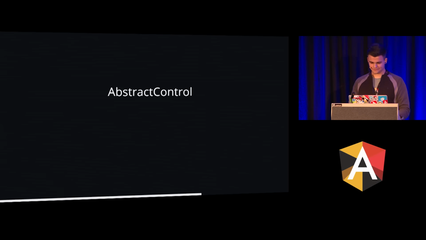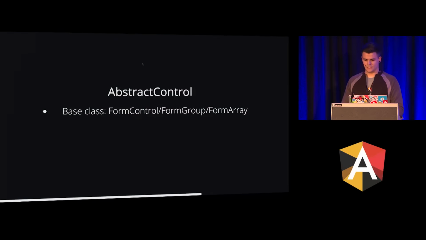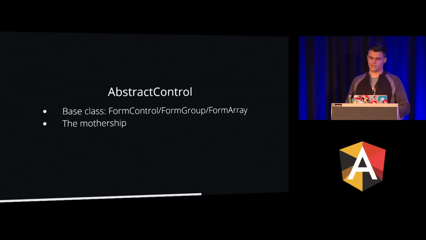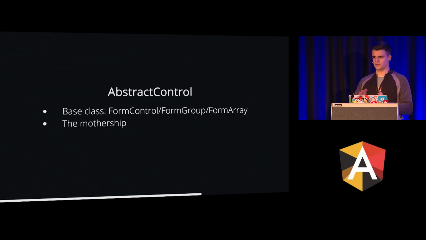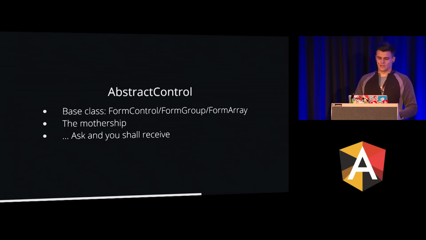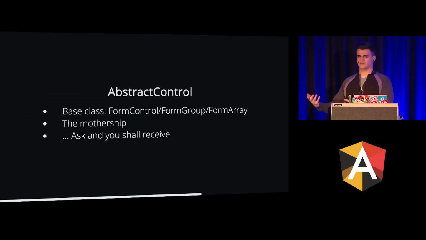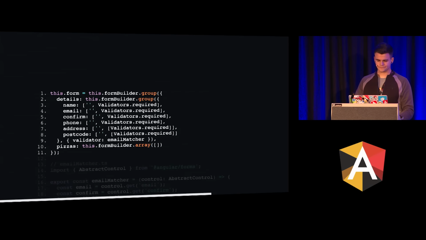So how we do this is something called abstract control. It's essentially an abstract class which all of the form control group things just basically inherit from. So I've called it the mothership. It's kind of like the controller. Ask and you shall receive. This will become apparent, so you can just ask for it, and then we're going to actually go and say, I want this email field, I want the other email field. We can do some comparison checks, and then actually return the validation states.